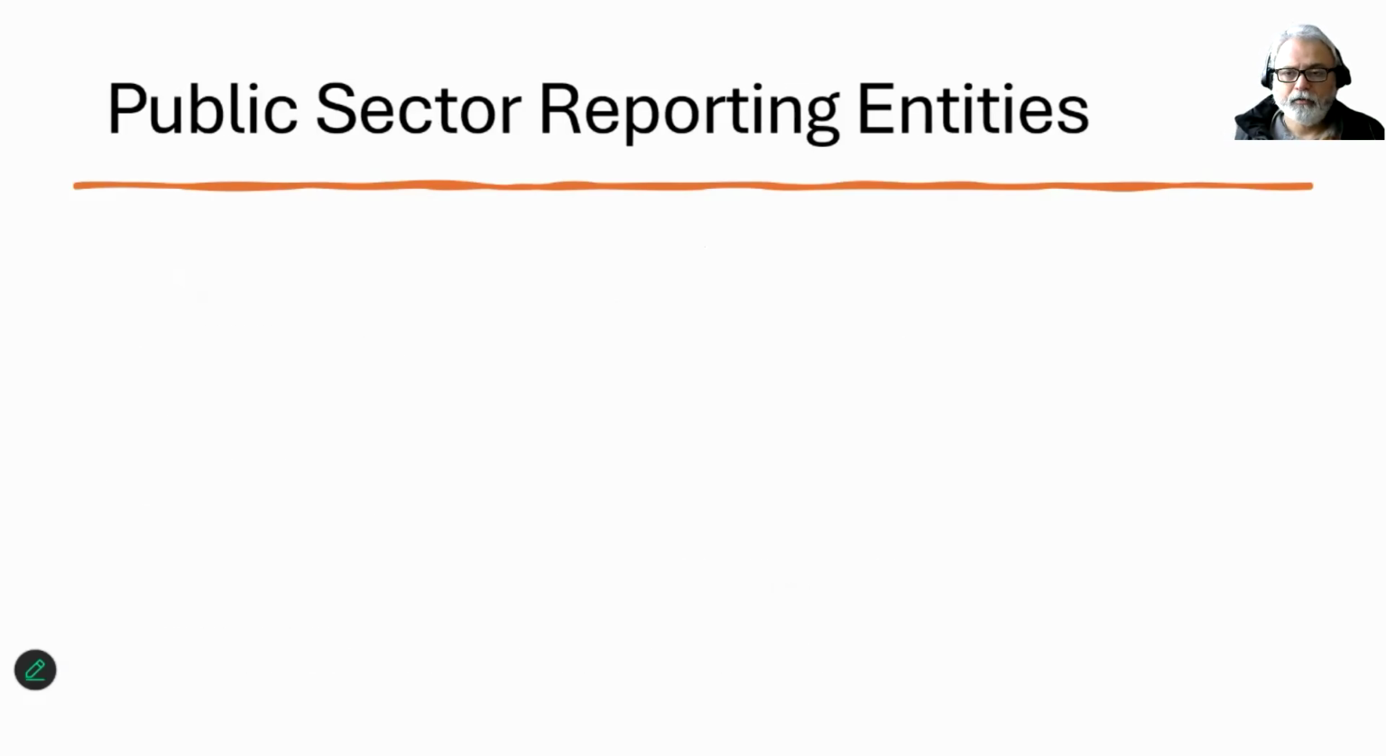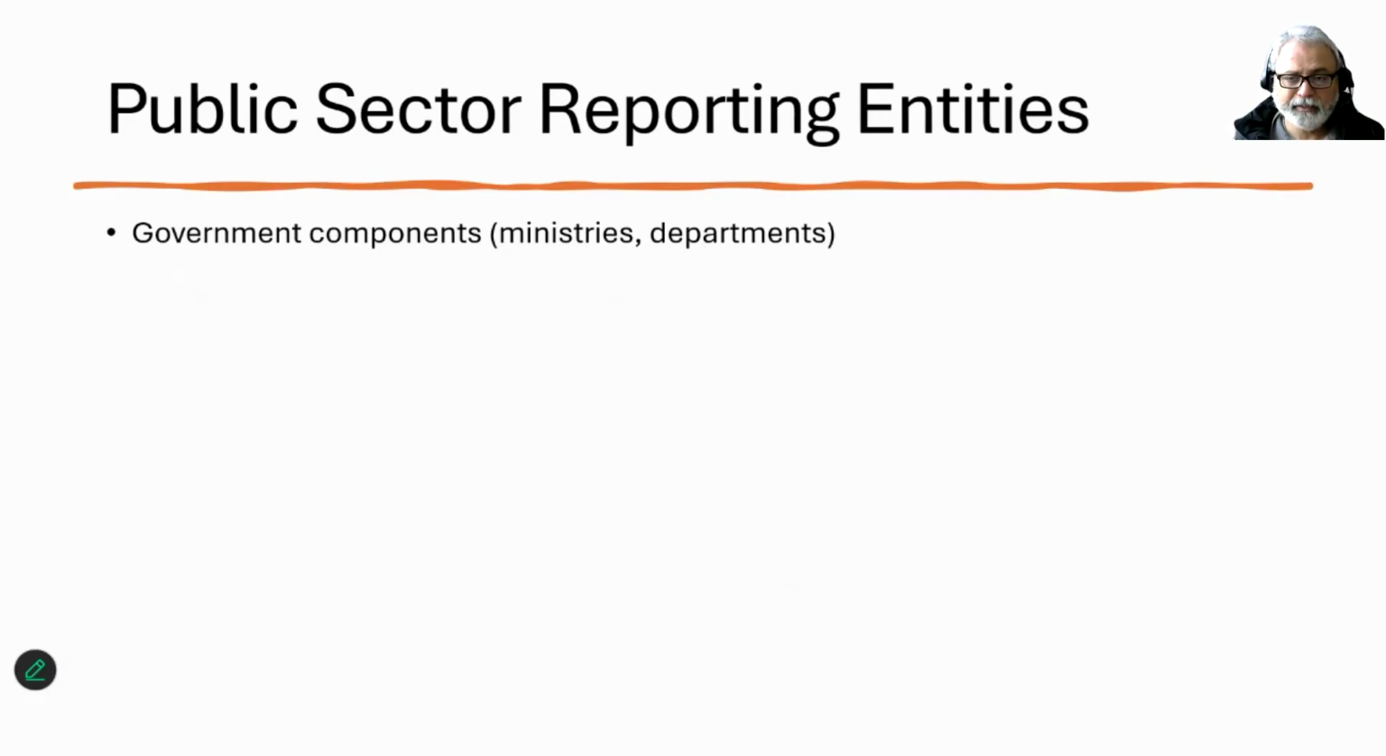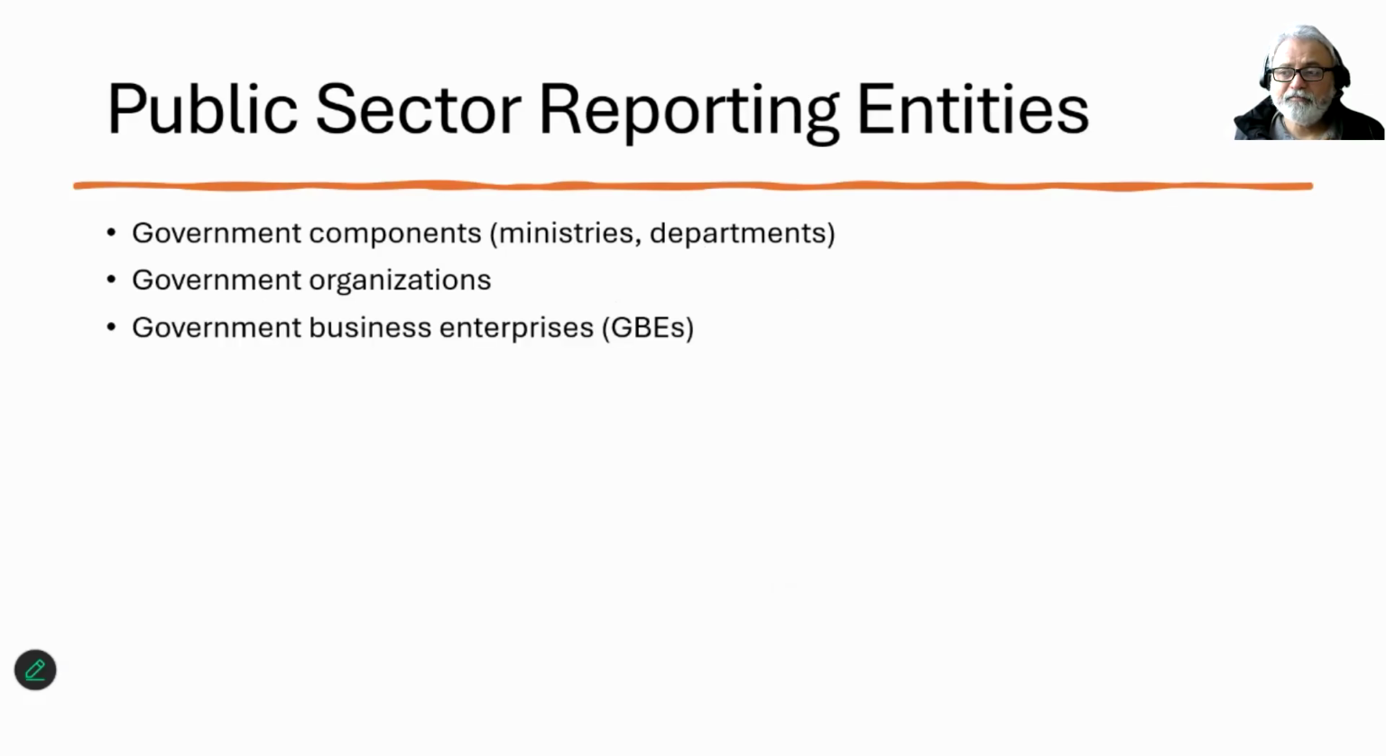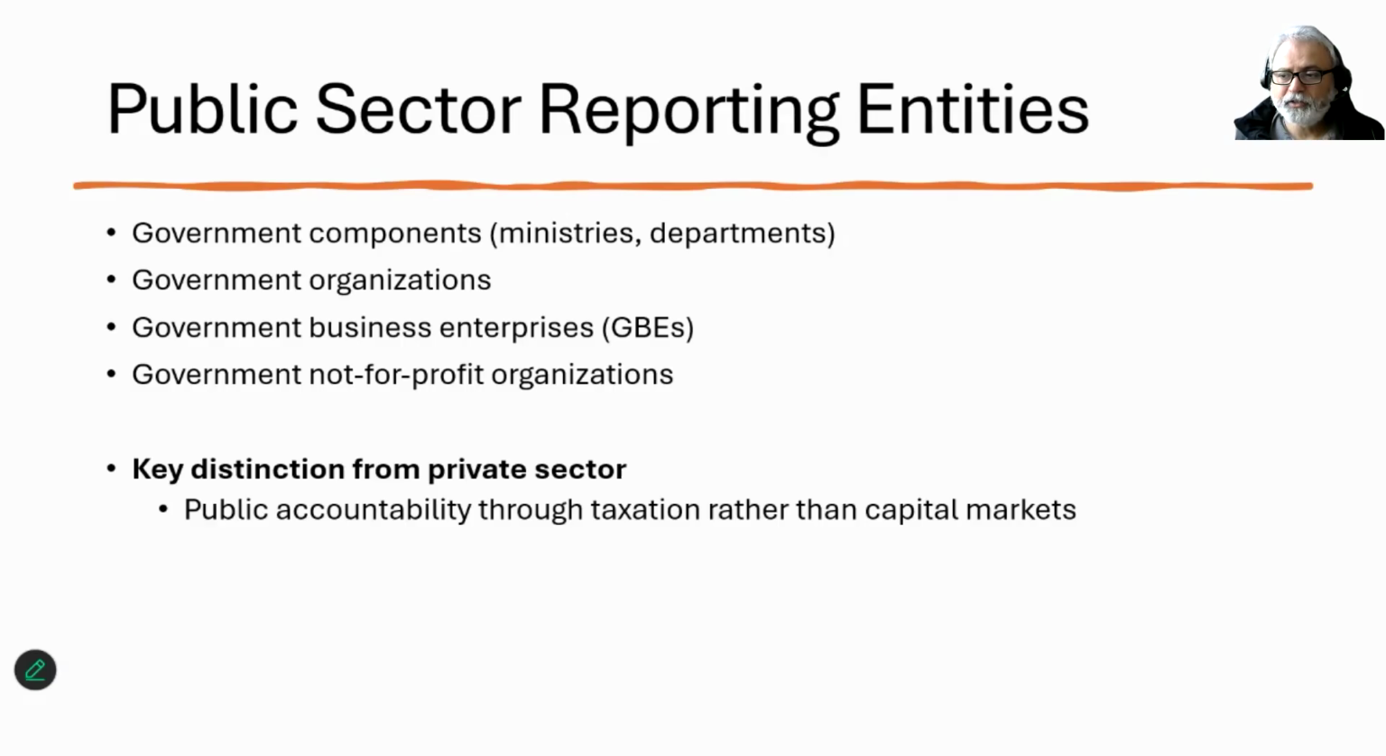The public sector reporting entities include government components. So these would be ministries, departments of the government organizations, government business enterprises, and finally, government not-for-profit organizations. So for example, Mount Royal University is a government not-for-profit organization. So the public sector, we have to keep in mind, is quite different from the private sector.